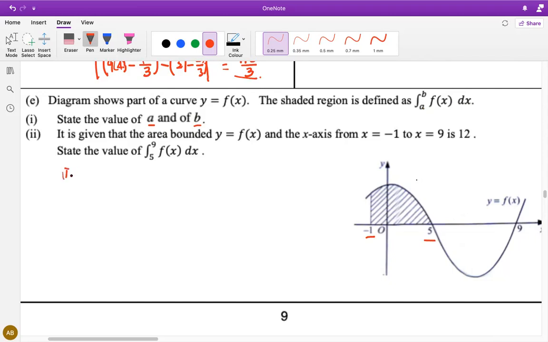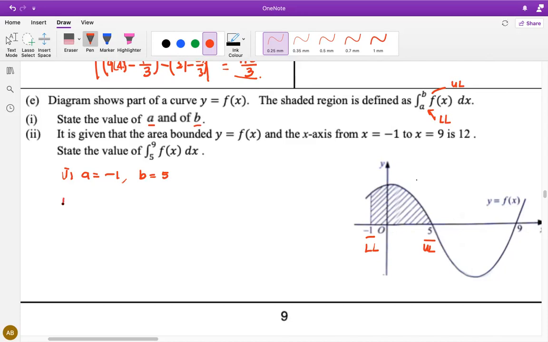So for number 1, the answer: a is the lower limit, so negative 1. b is the upper limit, so it's 5. So what is the upper limit? This is the lower limit, upper limit. Okay, the limit means the limit from where to where. From is the lower limit to the upper limit, where to where.